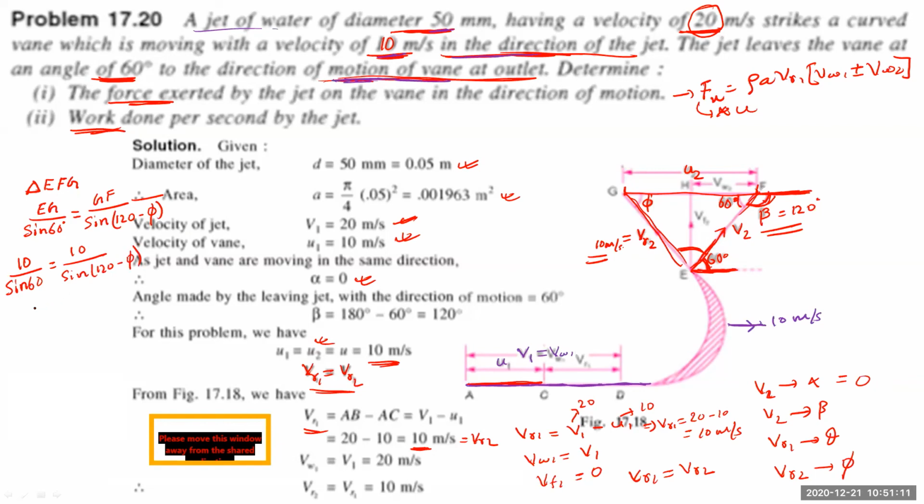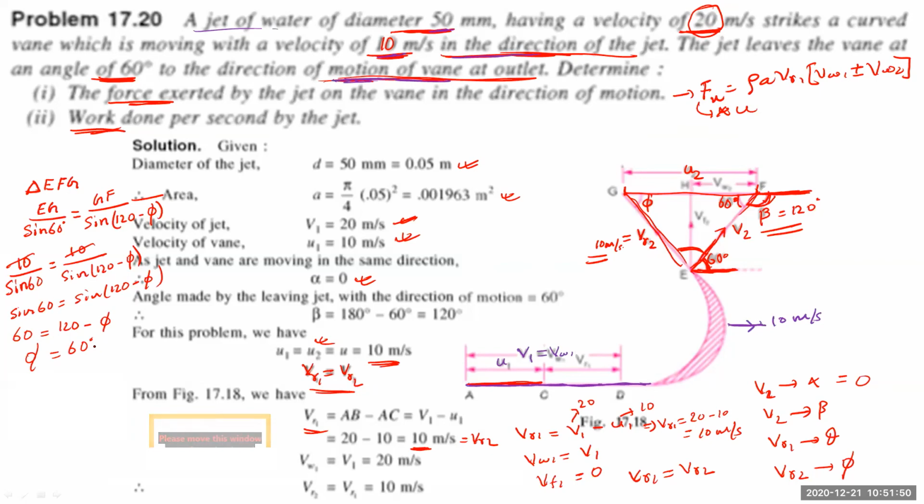So can you calculate what phi is? You do the calculation fast and tell me. This 10 and 10 will get cancelled. What is remaining? Sine 60 equals sine of 120 minus phi. Since we have sine on both sides, we can write 60 equals 120 minus phi, and from here we get phi equals 120 minus 60, that is 60 degree. So we have obtained phi, that is your vane angle.